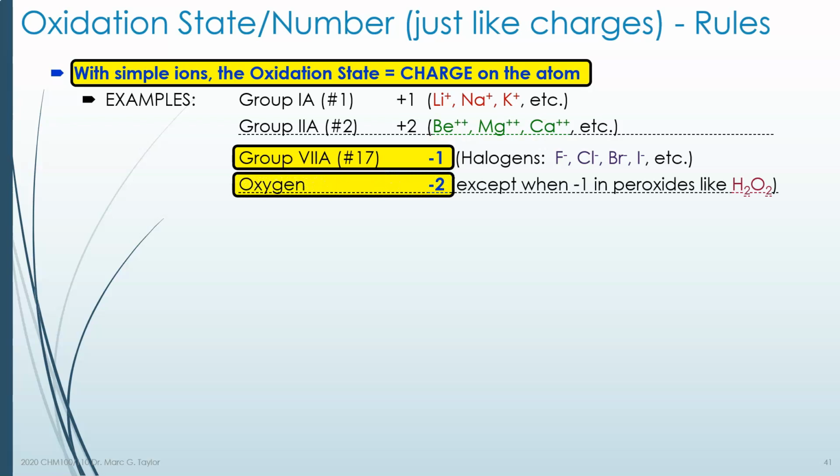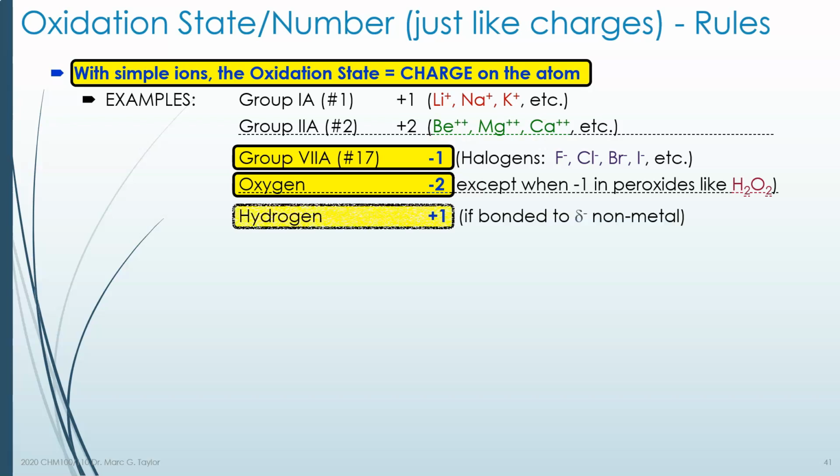Oxygen will generally be -2. There are some exceptions when it's found in peroxides. Peroxides have 2 oxygens in them acting together. The oxidation state of each oxygen is -1, but I'm not going to give those to you in exams. So if you see oxygen, assume its oxidation state is -2. If you see a halogen that I haven't told you to calculate the charge of, you assume that it's -1.